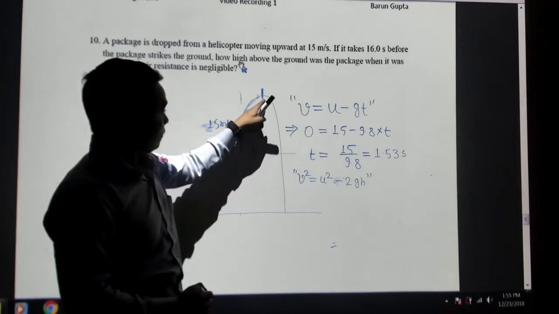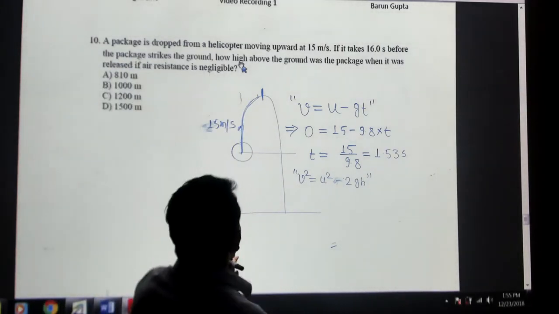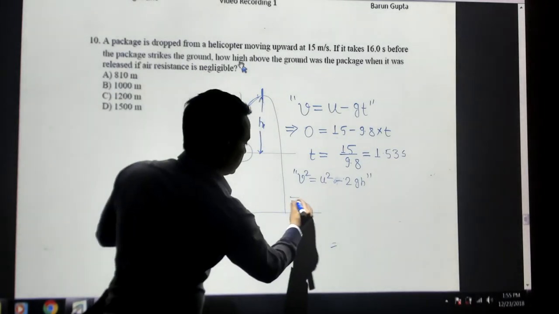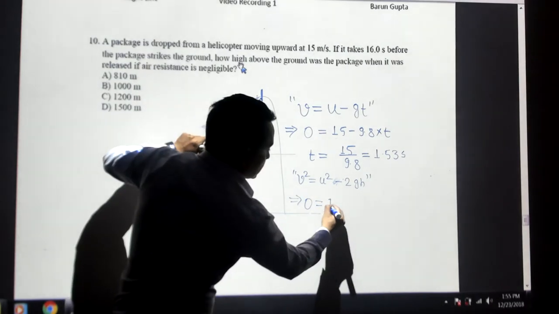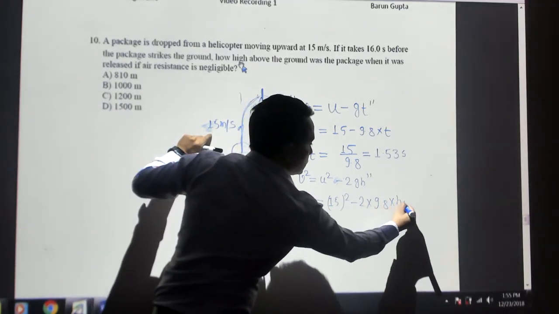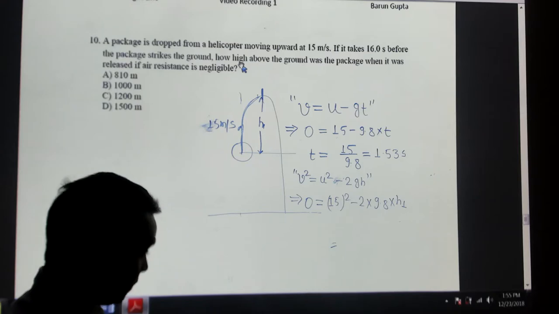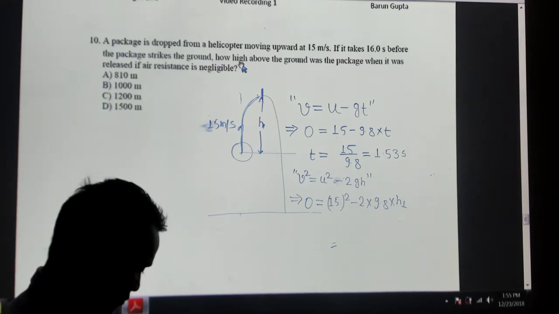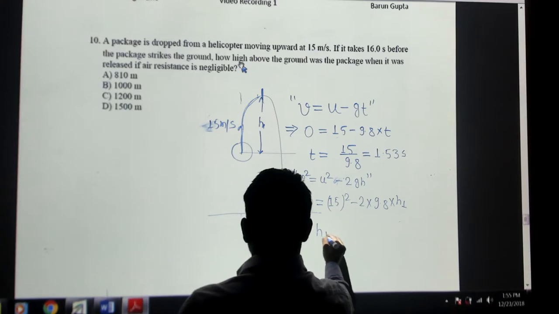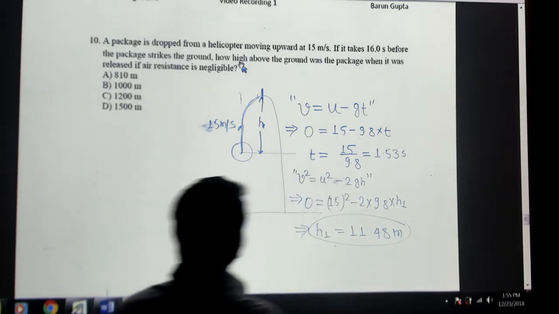Okay, now let's plug in for this portion. At this point, again, the velocity is 0, so I can find out this height. Let's say this is h1. This velocity is 0. I started with 15 meters per second, so 0 = 15 squared minus 2 times 9.8 times h1. When you solve, 15 squared is 225, divided by 2 times 9.8. This comes out to be h1 = 11.48 meters. I found this h1 now.